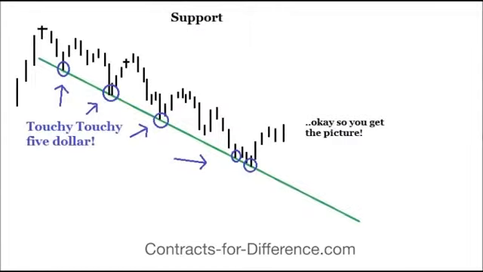On here we're going to talk through support lines. What basically they are, each of these black little bars represents 1 day of price movement. So what happens is it starts going up and then it comes back down.